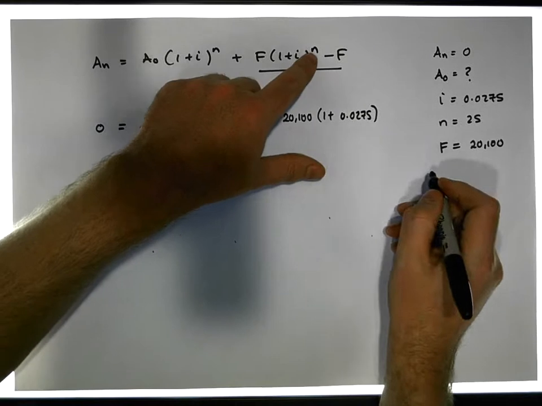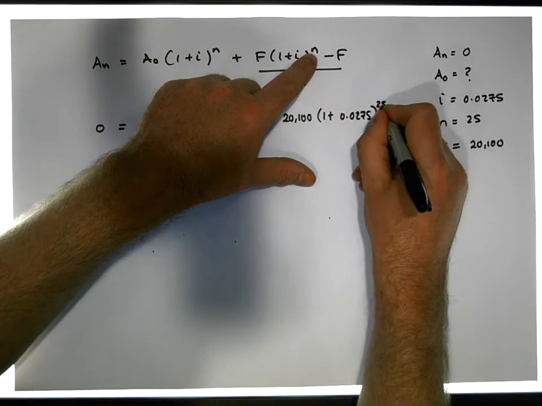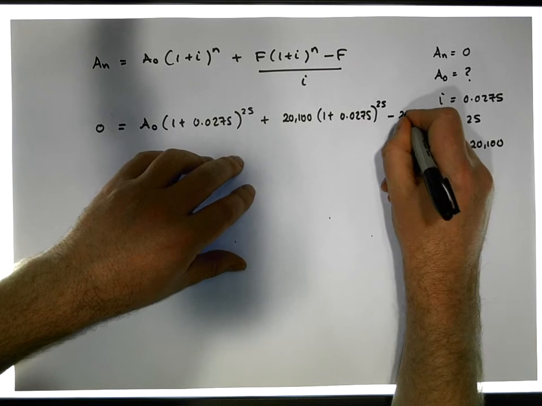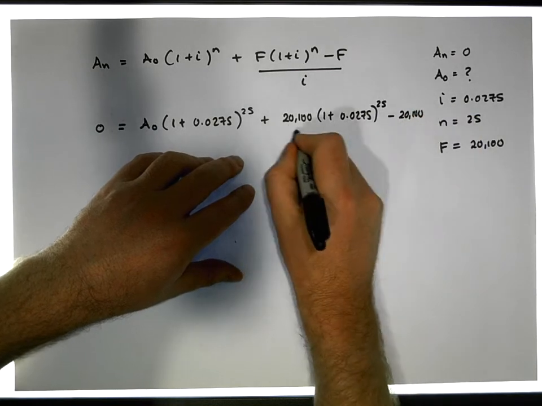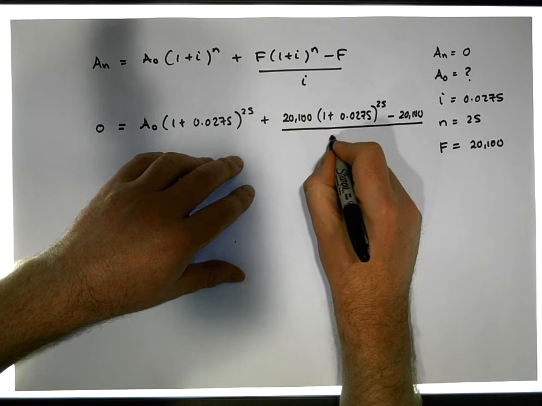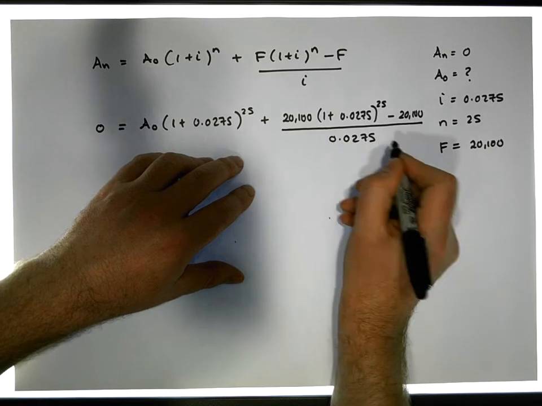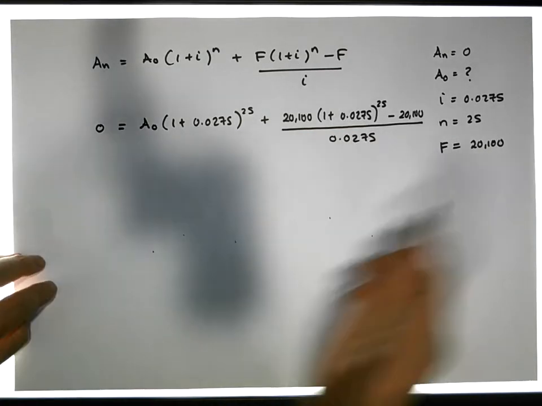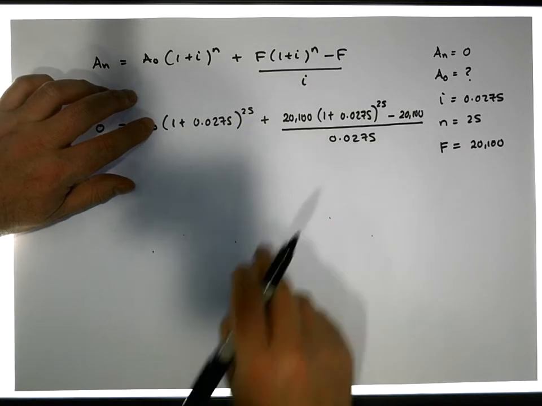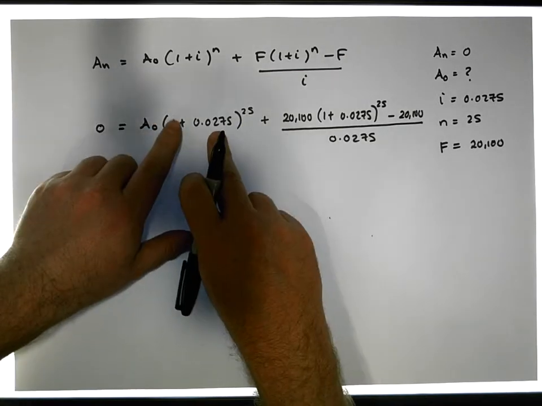to the power of n, which is 25, minus f, which is 20,100, and that needs to be divided by our interest rate, which is 0.0275. Okay, so we can do all this calculation. We can calculate what this particular value is, we can calculate what these values are, and so on. So let's do the simple stuff. Let's just add these two numbers here together.